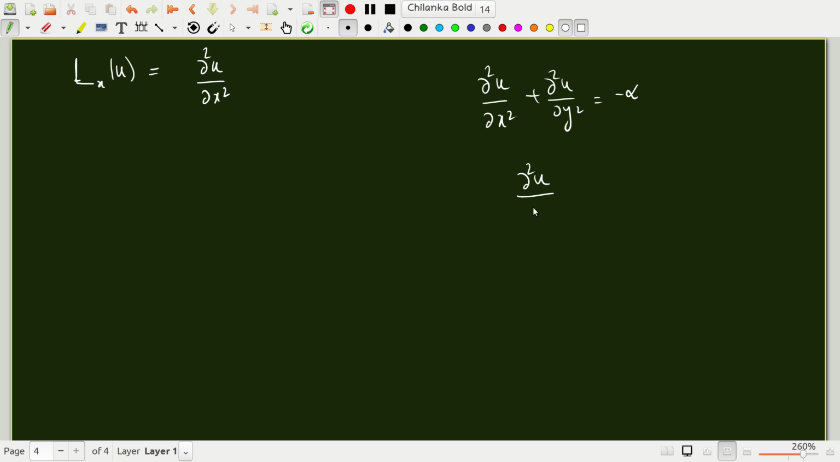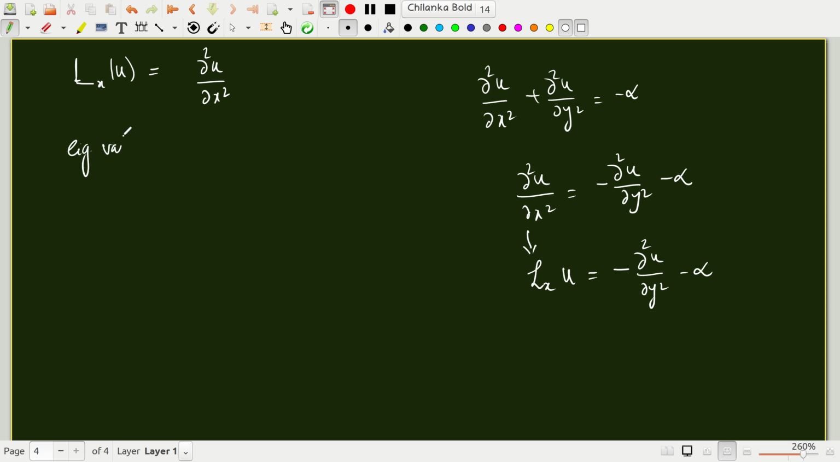So partial squared u by partial x squared is minus partial squared u by partial y squared minus alpha. Okay, so I'm going to call this Lx. So Lx u is minus partial squared u by partial y squared minus alpha. So I'm going to solve the eigenvalue problem Lx phi is equal to minus lambda phi. Okay, and x is between 0 and a.